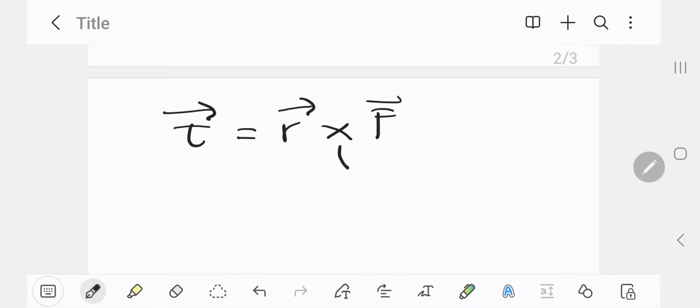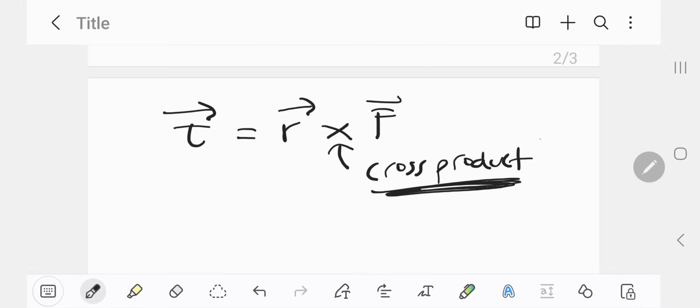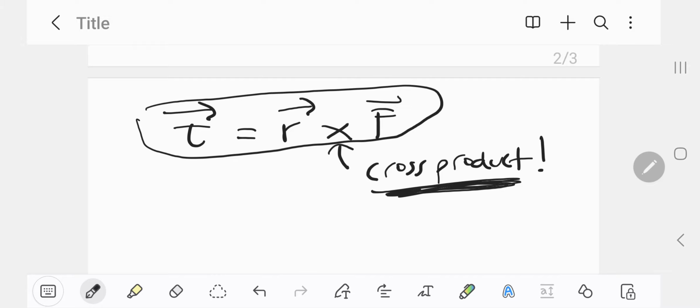So another way to express torque is as follows. The same torque, T, equals R crossed with F. Now this cross here is not a multiplication symbol. It's known as the cross product. It looks simple. It's not really simple per se, but it's a compact version for expressing torque in the following way.